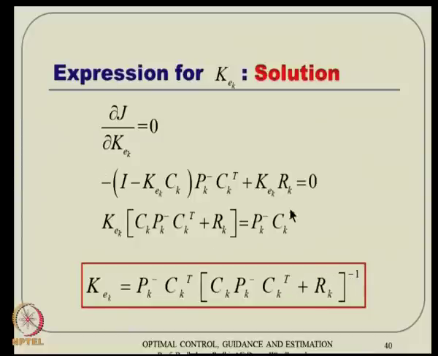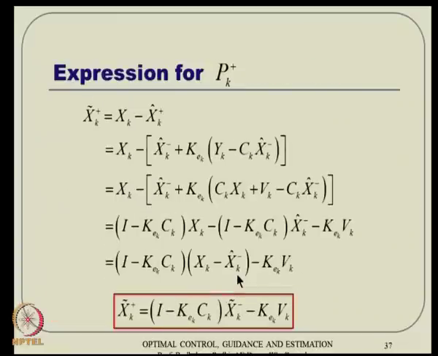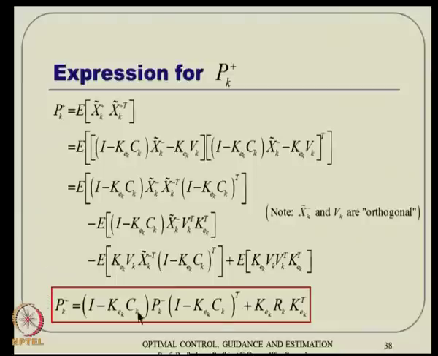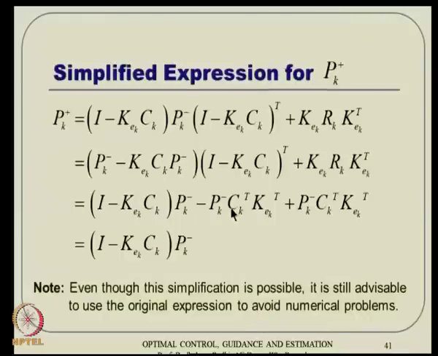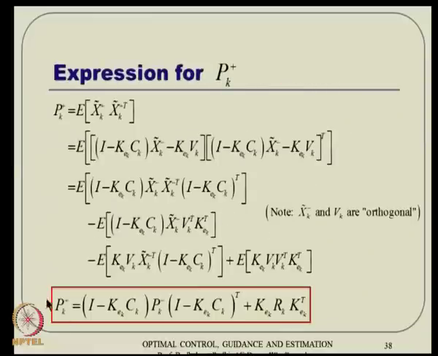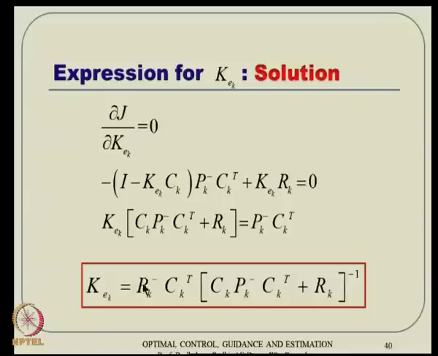So, what you have here is that we got an expression for Pk, and now Pk plus, we got an expression for that also. Remember we need an expression for the update of this covariance matrix as well. So, we got that, and then we got an expression for the Kalman gain also. So, we are all kind of done.